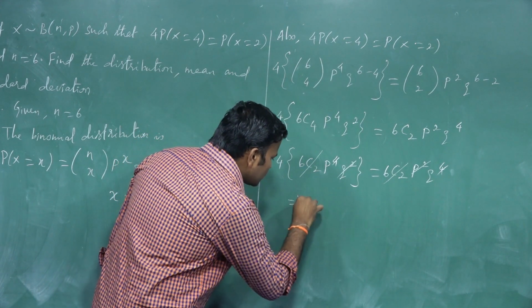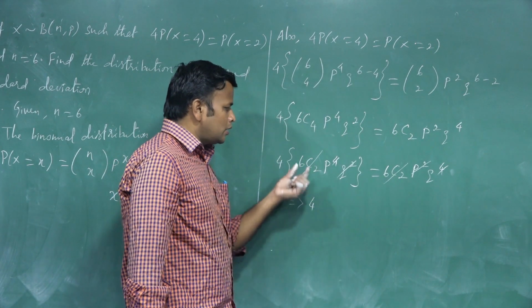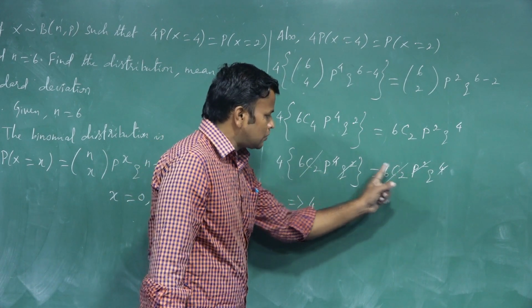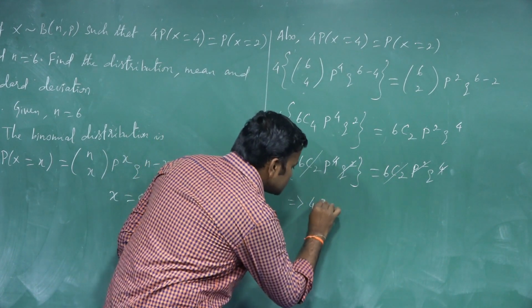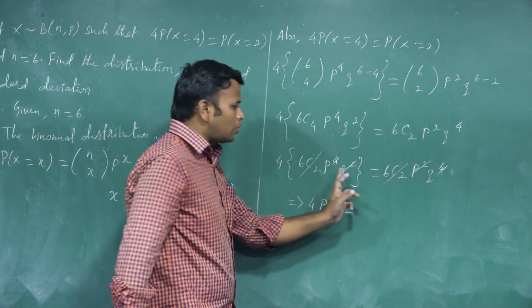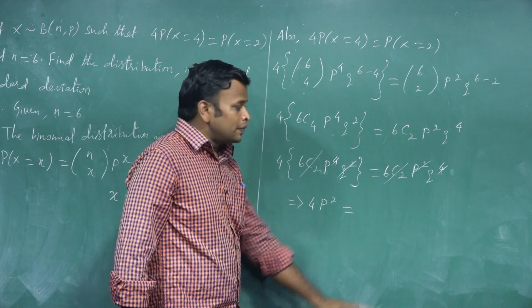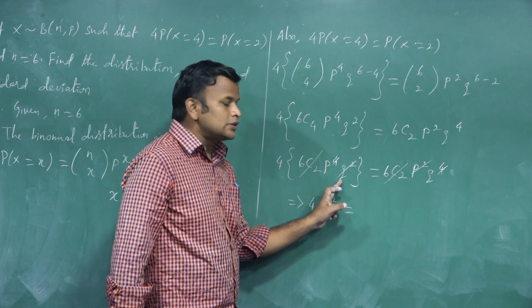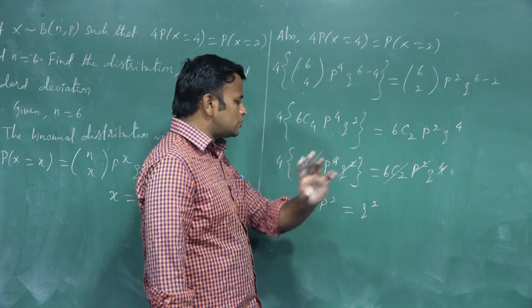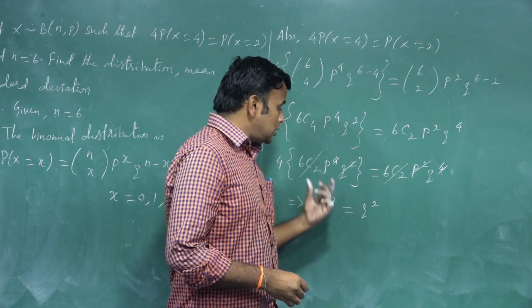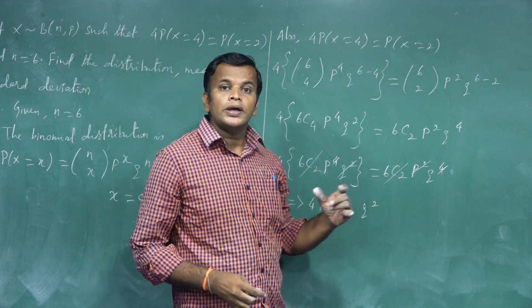What is the remaining in the LHS? 6C4 is fully cancelled. P square and p power 4: p square is cancelled, the remaining is p square. In the RHS, what is the remaining? In q power 4, q square is cancelled, the remaining is q square. So 4p square is equal to q square. Using this equation, we find the value of either p or q.